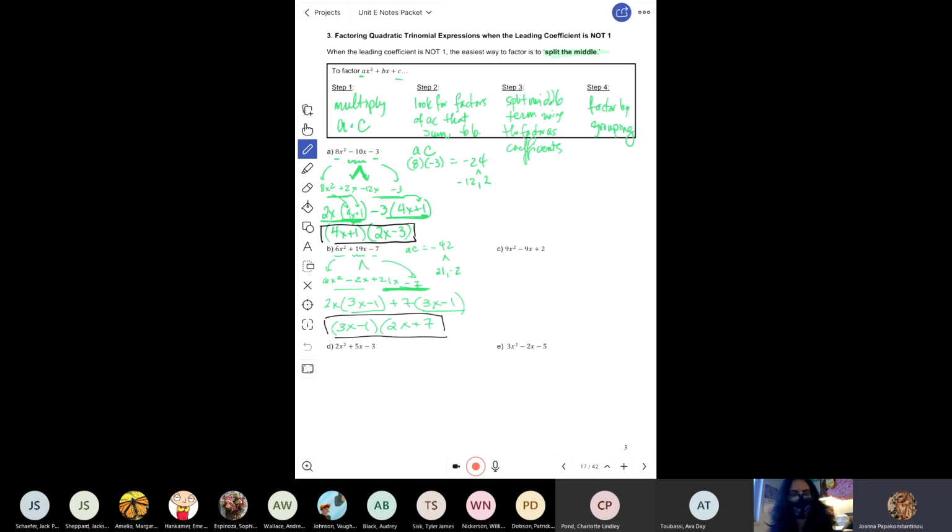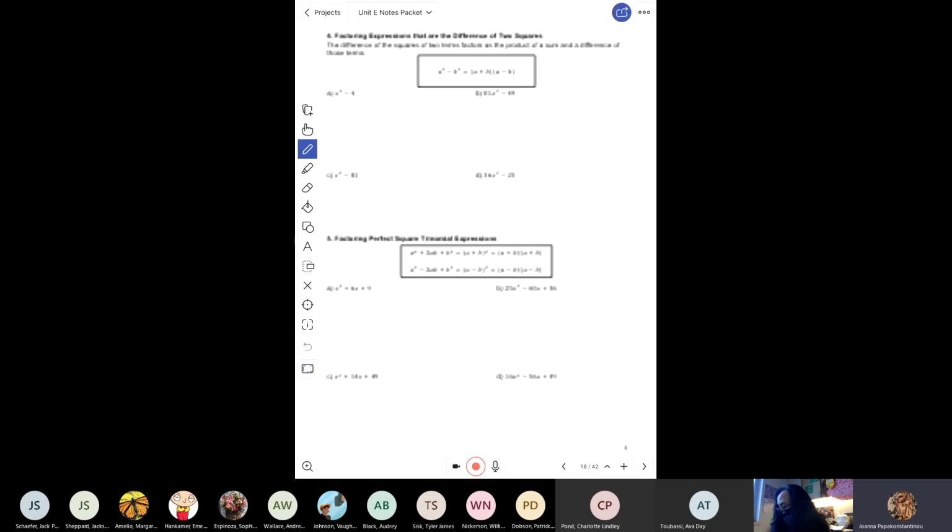I'm going to leave the next three till we go through all the factoring skills so you can practice a few of those. But let's move on to factoring expressions that are special factors. Special factors. So we have the difference of two squares. The difference of two squares.